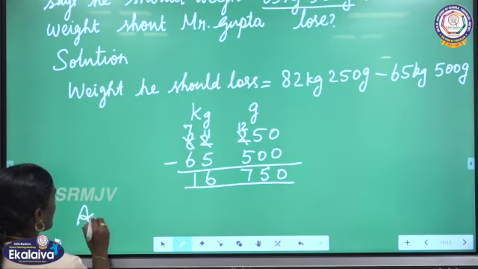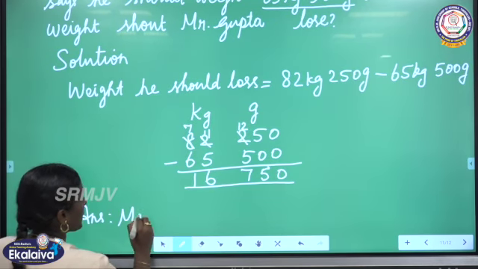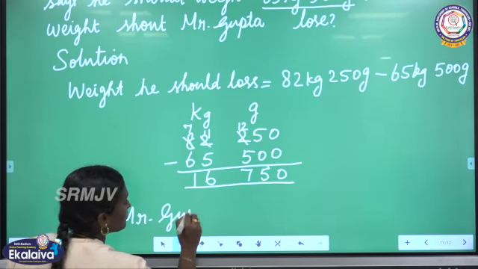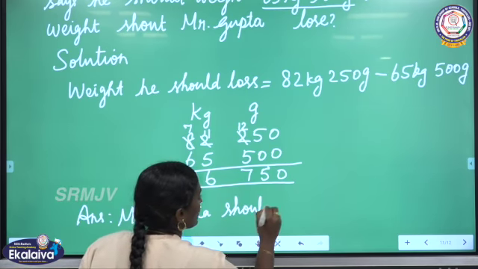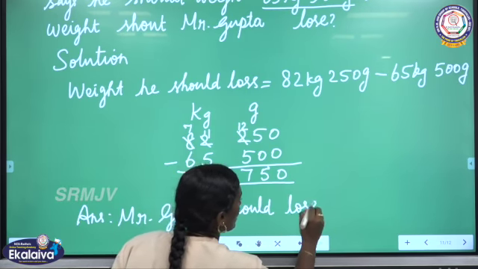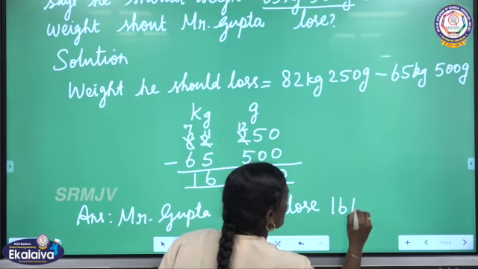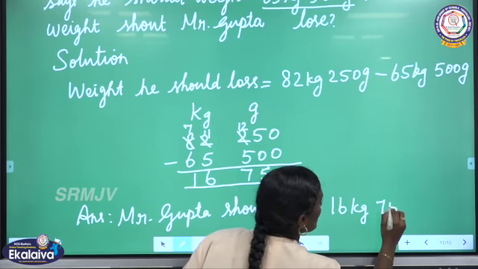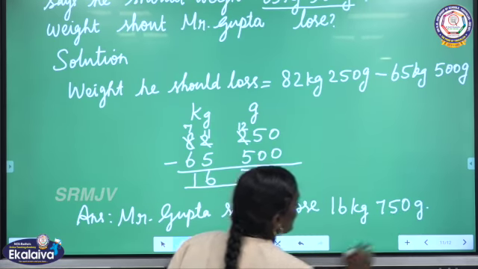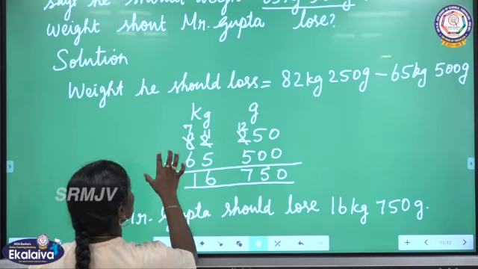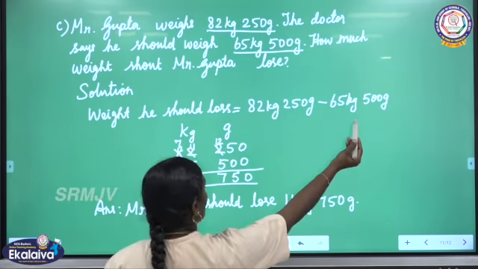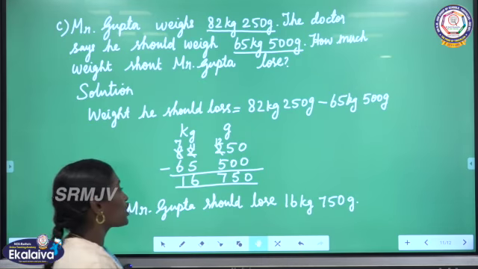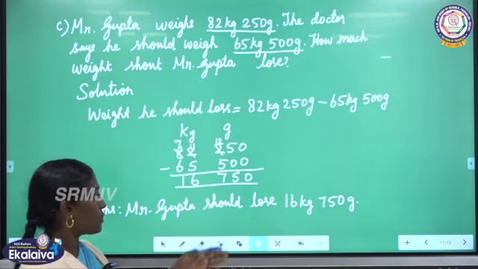Okay, so let us write the answer. Mr. Gupta should lose 16 kilogram and 750 gram. Was it clear, children? From his weight, we are subtracting this, then we will get how much weight Mr. Gupta should lose.